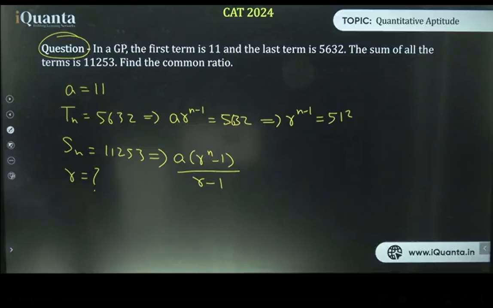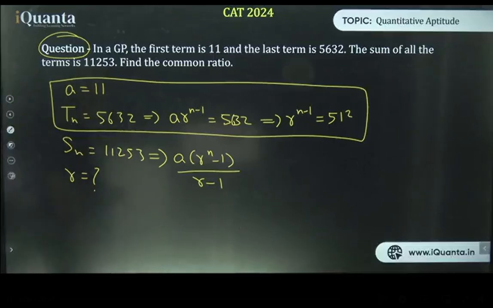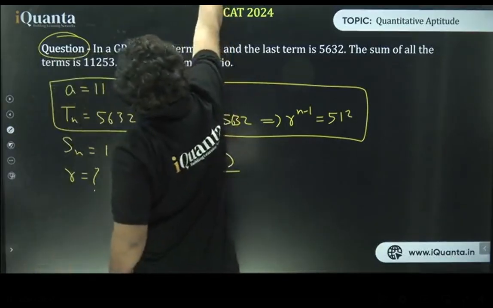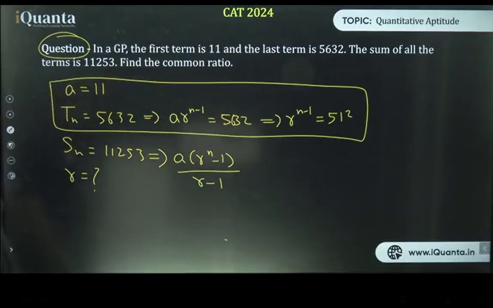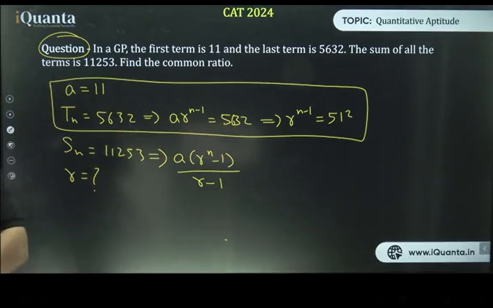Now, why I took r here? Not 1 minus r, I took r minus 1. प्रियंका क्या हो गया? किस बात पे पूछ रही हो? प्रियंका, which part? You said how? किस बात के लिए बोल रही हो? r to the power n minus 1 is 512 कैसे? डिवाइड कर दो 11 से. a is 11. 5632 divided by 11 is 512.